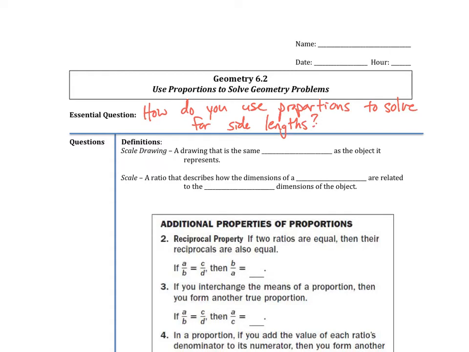Right, so the scale drawing is a drawing that is the same shape as the object it represents. And the scale is a ratio that describes how the dimensions of a drawing are related to the actual dimension of the object. So like think of maps, like the map of the country or the world or the United States. A map is much smaller than the actual size, so it's drawn to scale.